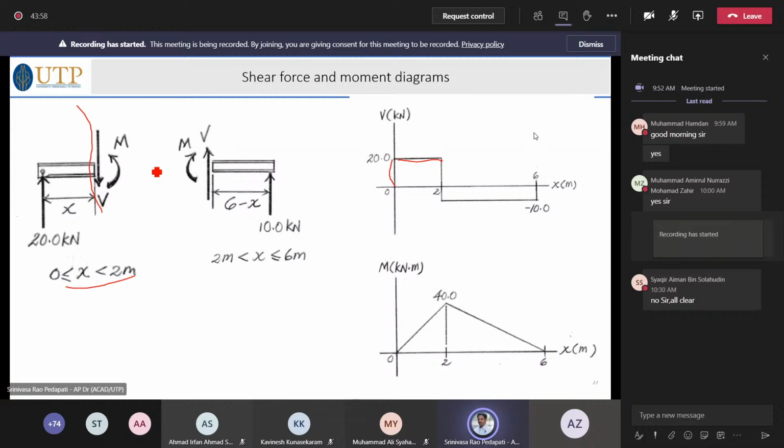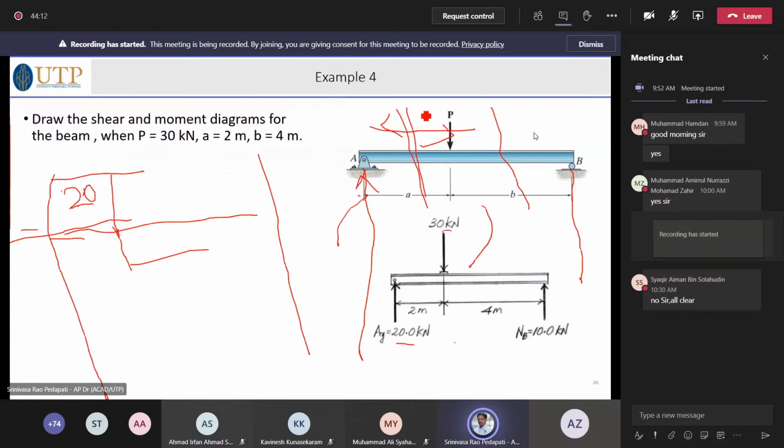Once you reach 2 meters, then you take another section. It is not shown here because it is finished in a single step. That means left section and right section. Similarly, if you take the right section, from here to the other end, what happens? The only force that is acting upward is 10 kilonewton. On the right side, 10 kilonewton upward means negative. So that is what is shown here.